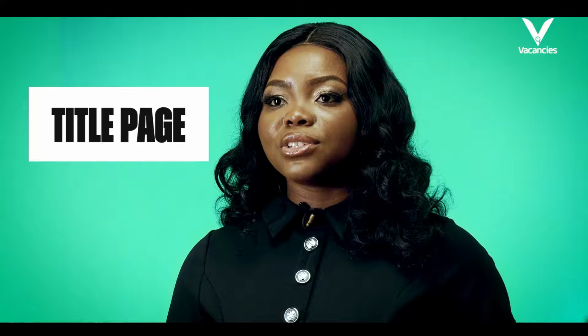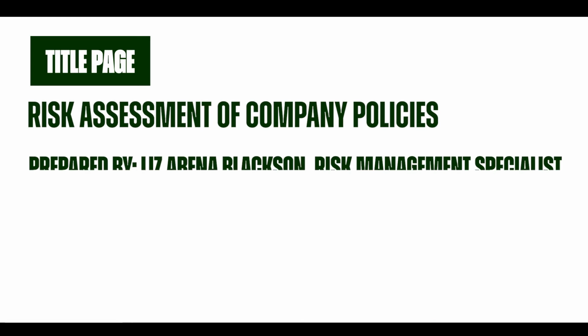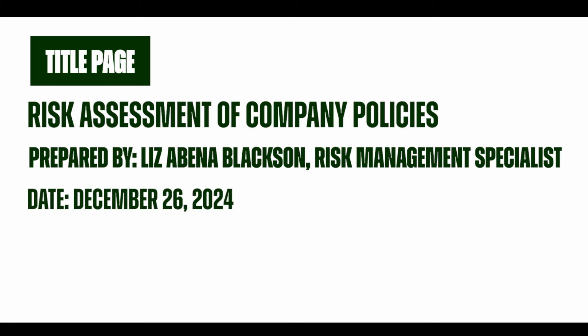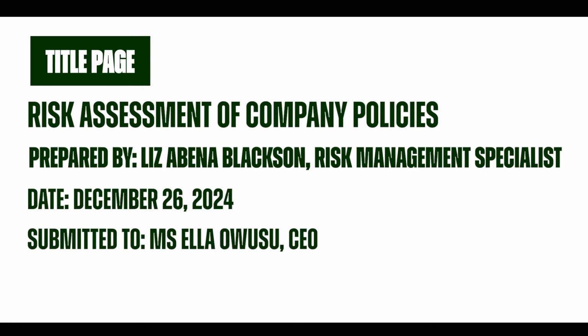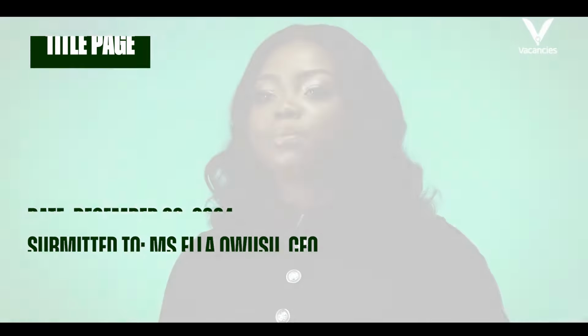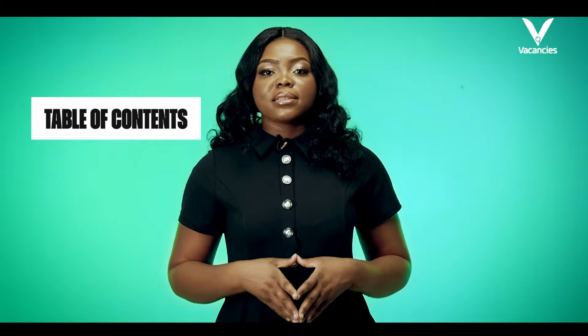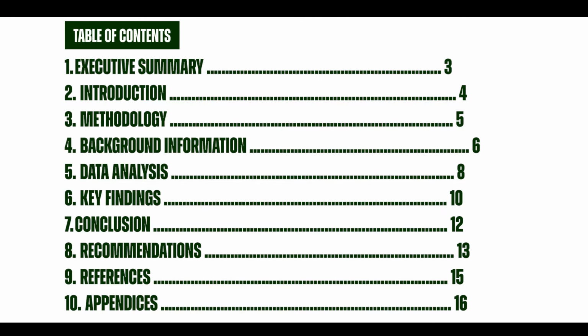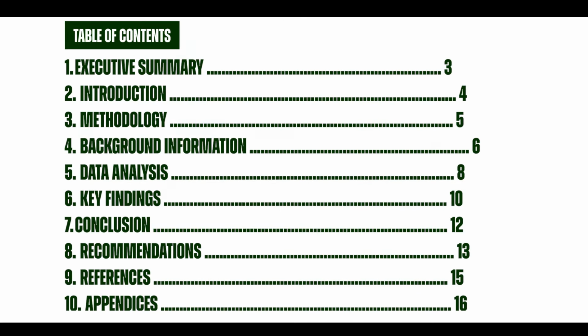The title page. The title page provides basic information about the report. This includes the title of the report, your name and your position, the date, and the recipient's name or position. Please keep it professional and straightforward. Next is the table of contents. The table of contents lists all sections and their corresponding page numbers. It helps readers to quickly navigate your report.